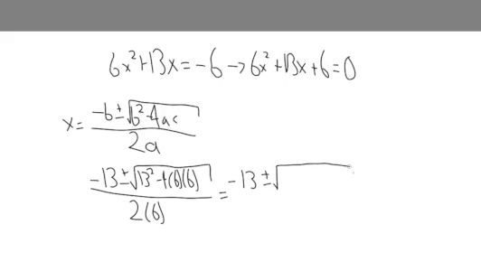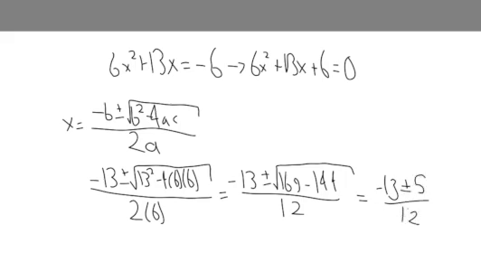Negative 13 plus or minus the square root of 169 minus 144, all over 12. And this turns out to be 25, and the square root of 25 is just 5. Plus or minus 5 over 12.